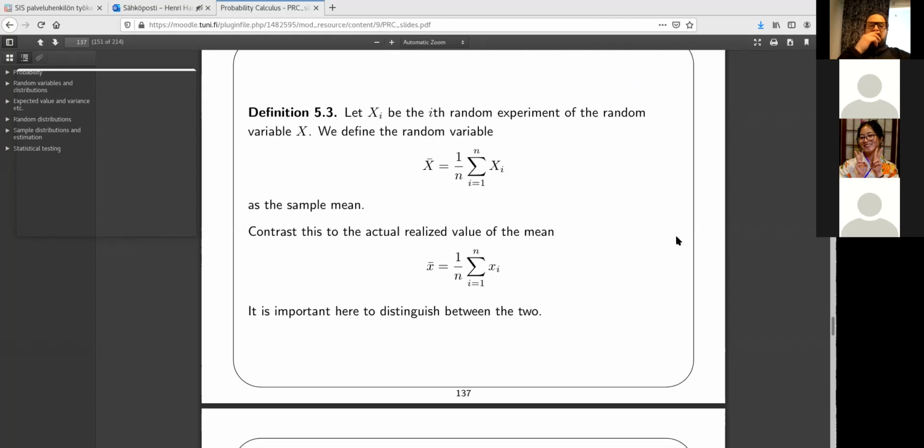First, the sample mean is defined as simply the arithmetic average of these random variables. The sample mean in itself is also a random variable, not to be confused with the particular value that this sample mean gets. Let's say we are dealing with a sample size 10. We can take one sample, another sample, a third sample, and so forth.